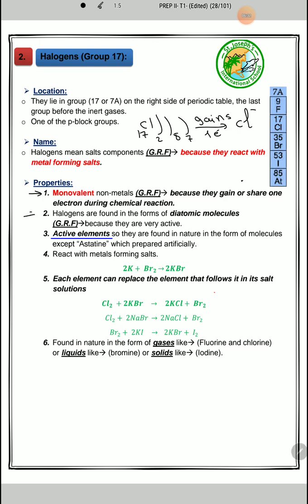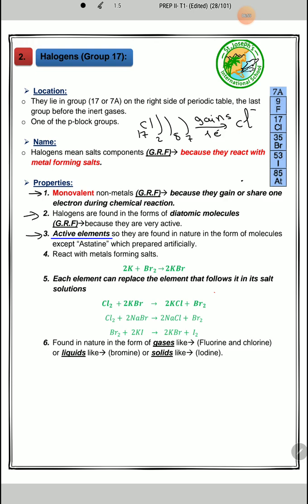Number 2, the halogens are found in the form of diatomic molecules. That's why when we write them, we write Br2 or I2 or Cl2. Why? They are diatomic. Their molecule consists of 2 atoms. Why? Because they are very, very active nonmetals.